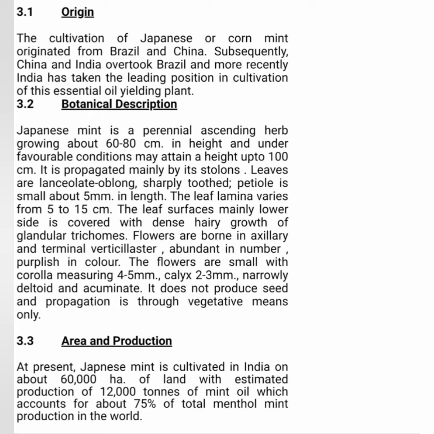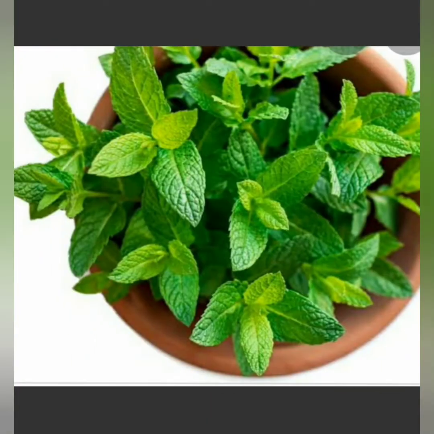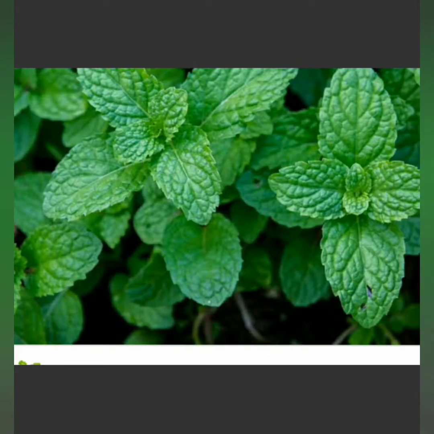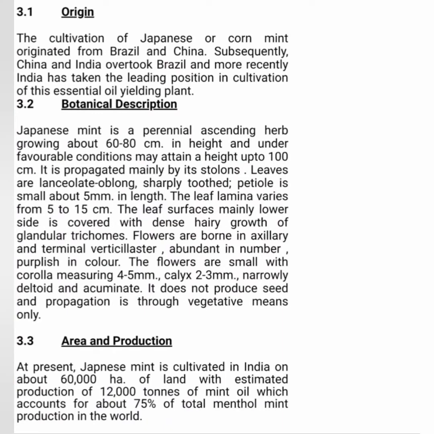So the leaf lamina, as you can see, varies, even within the same plant: some leaves are small, some are big, some are medium in size. So the leaves vary in size from 5 to 15 centimeter, and the leaf surface, especially on the lower side, is covered with dense hairy growth of glandular trichomes. These glandular trichomes are specialized hairs which are found on the lower side of the leaf.